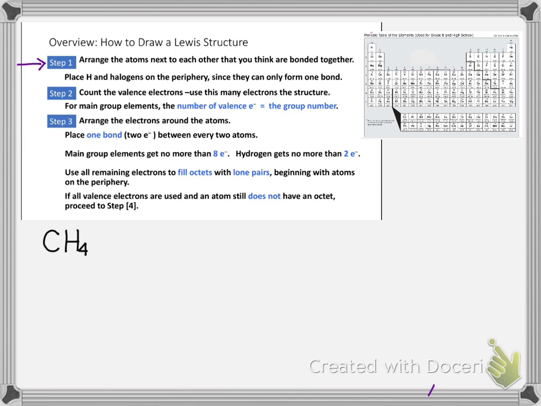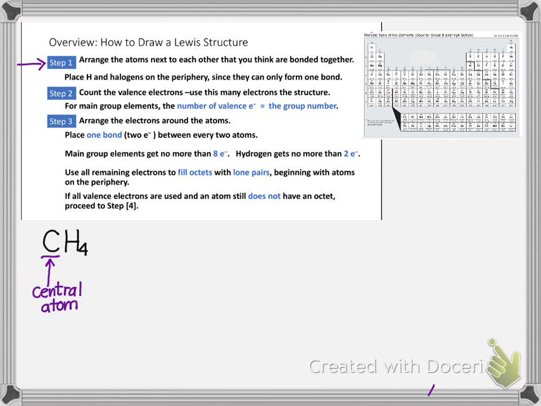Now, what we need to determine here is the central atom. That's the first step. So in general, the first atom in the molecular formula is going to be the central atom. Now, there are more complicated Lewis structures than what we will be doing, but for our introductory class, we're going to be using formulas that have one central atom.